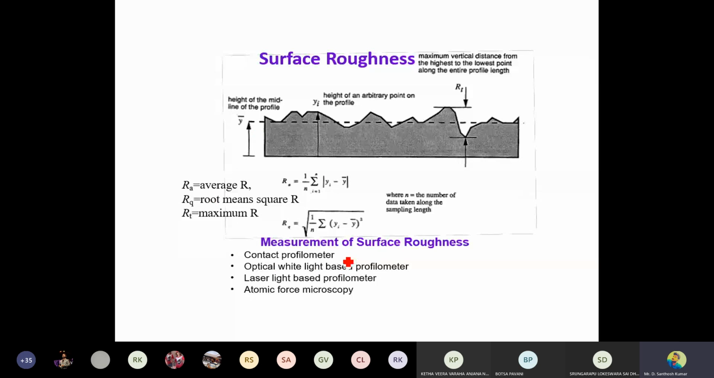We are going for profilometers, optical white light based profilometers, laser light, or going for the AFM technique, that is called atomic force microscopy. So these are all different kinds of surface roughness measurement, but we have to optimize this roughness value, because low roughness as well as high roughness is not suitable. So we have to optimize as per our application, because if it is a high roughness, there is a problem with the contact angles.